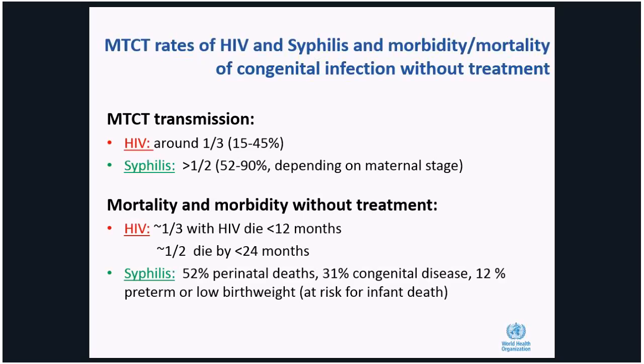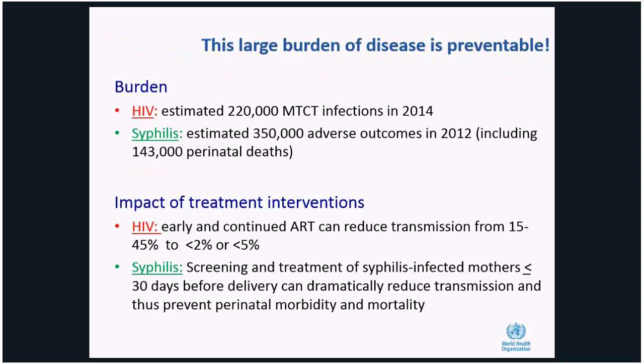Next slide. And this large burden of disease in syphilis is really preventable. So for HIV, we saw an estimated 220,000 mother-to-child transmission events in 2014. For syphilis, that same global estimate is in excess of 350,000, resulting in adverse outcomes, including 143,000 perinatal deaths as well as stillbirths. So really a very significant burden of disease related to syphilis.